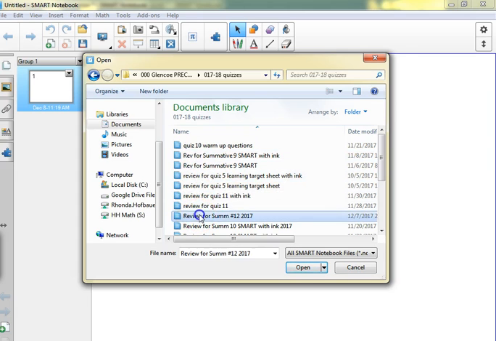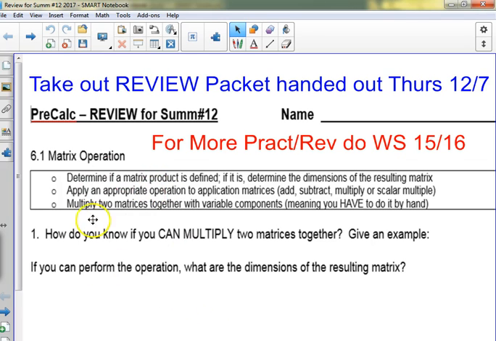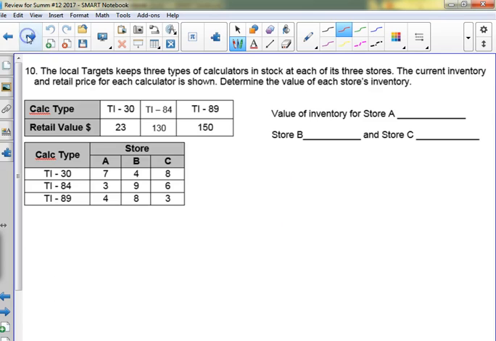Review for summative 12. It was given out yesterday. It's up in the front by the plant if you need one. Looks like this. Number 10. Okay. Anybody know what we're going to do to find the value of the inventory for store A and store B?